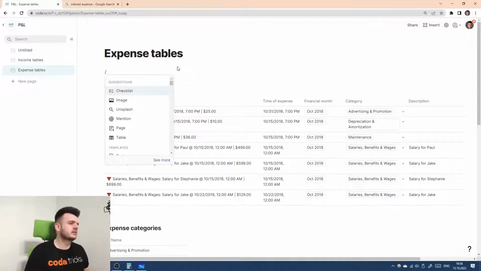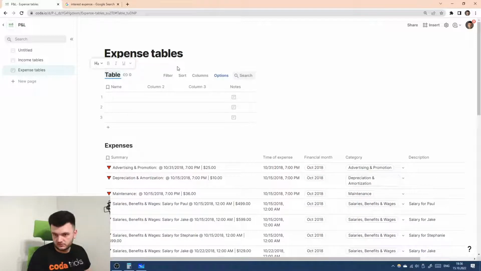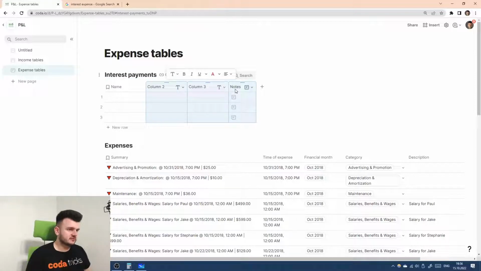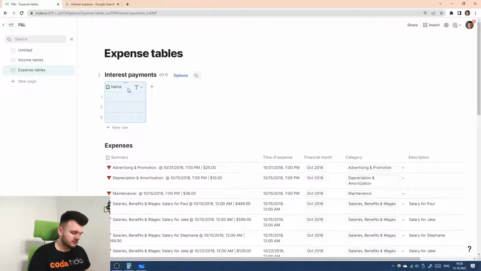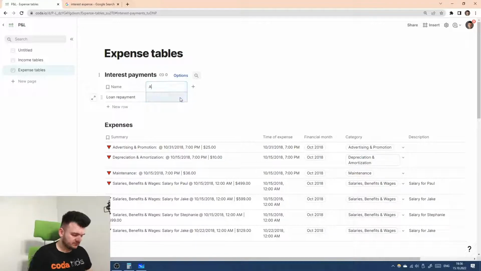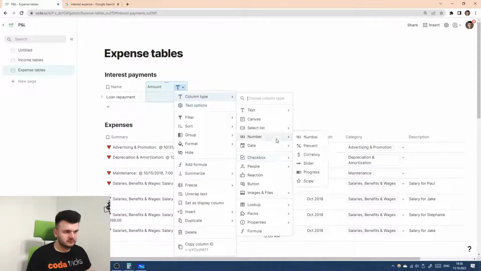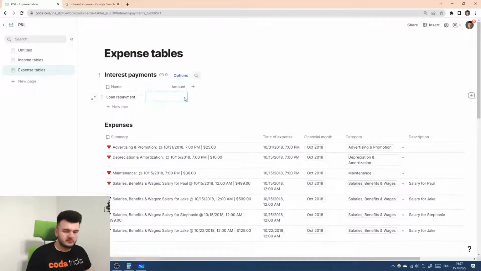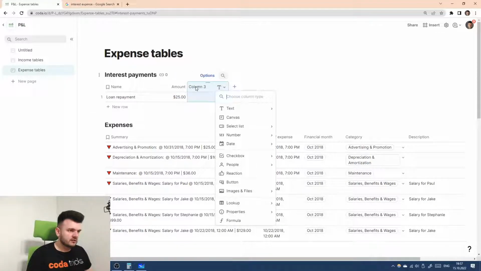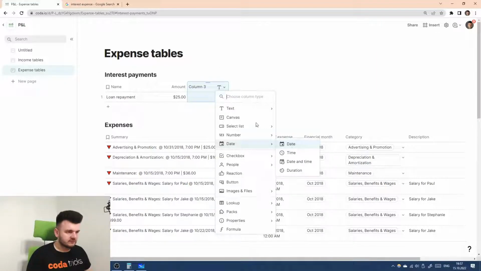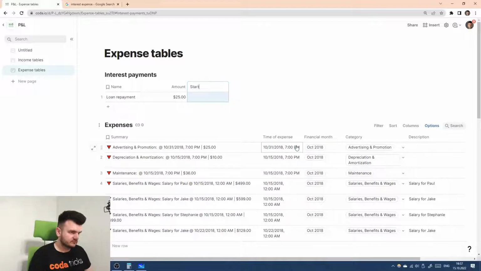I'd have something like a table for interest payments, and it's going to have a name, just some loan repayment, and the amount, which is monthly, and the amount is 25. And we have a start month and end month.